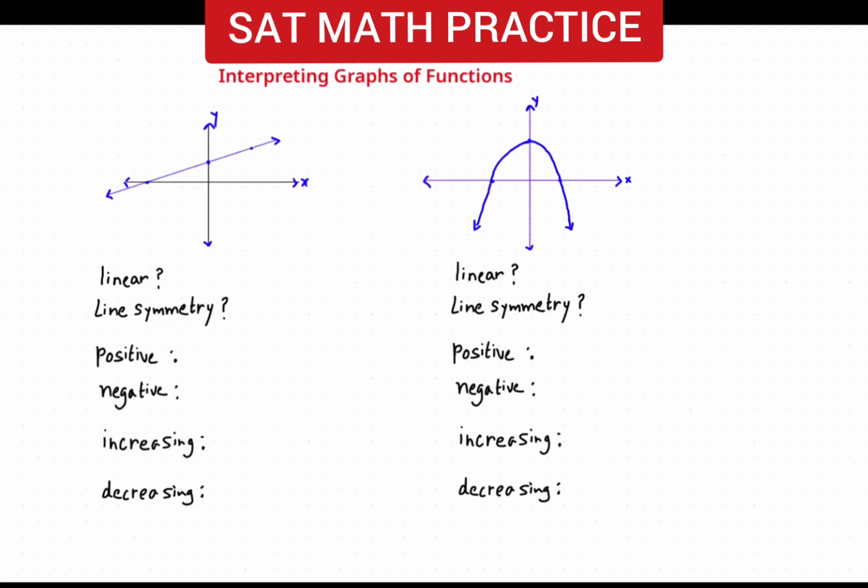So first graph, whether it is linear or not. So you can say yes, it is linear as it is a straight line. Straight line means it's a linear graph. So you can say yes.